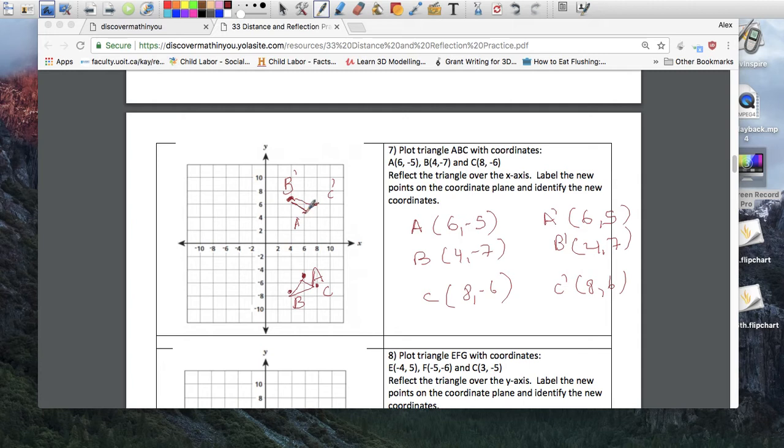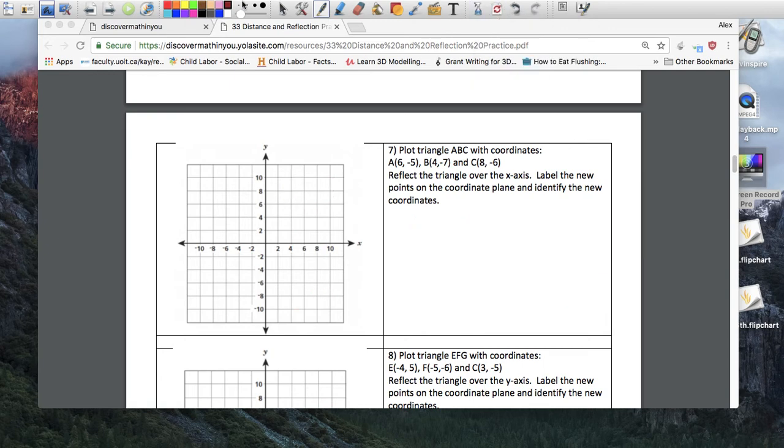It should look a little better than that. Same triangle, but just flipped over to the other side. Okay. I expect to see all this on the test. The original points and the reflected points. Make sure you call them prime.